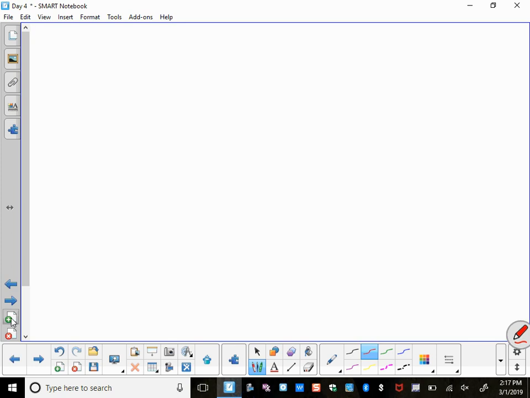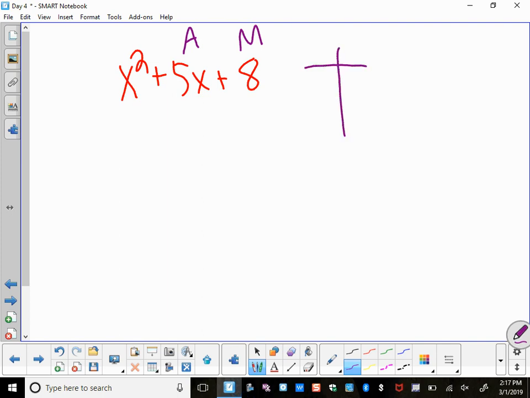Let's do this. Remember when we're factoring, let's make up something. You don't have to write this down. Let's say I'm factoring this, and I want to factor it, okay? And I have my AM method. What does that A stand for? Add. What's the M stand for? Multiply. When we put it in our T-chart, we flip it.